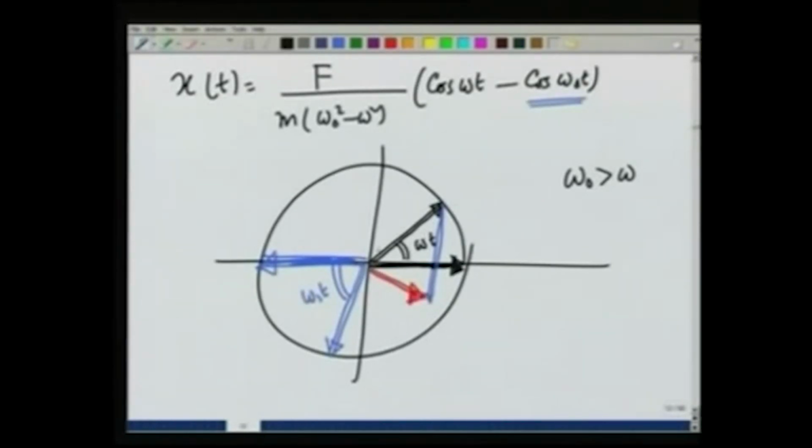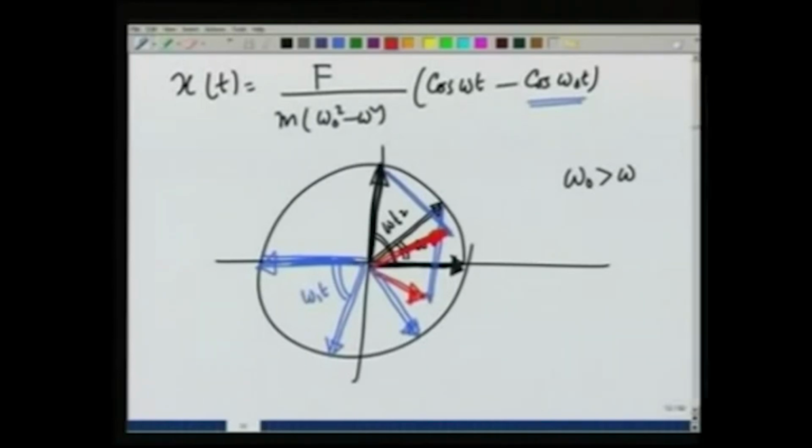After some more time, say t2, this fellow may come here. Let us say this is omega t2. This will move much more, so this will come, let us say, here. At that time the net displacement would be somewhere here. You see, not only has the amplitude changed, it has also moved. So, it oscillates obviously between these two extremes, but the amplitude keeps on changing.